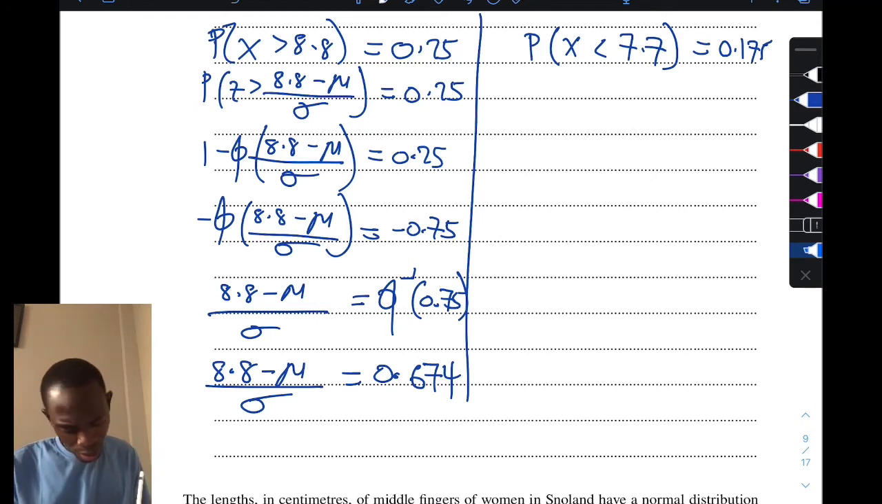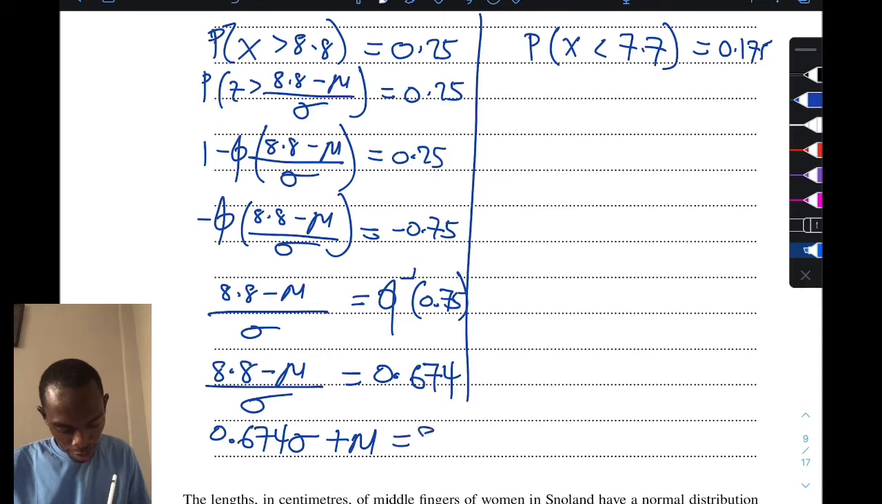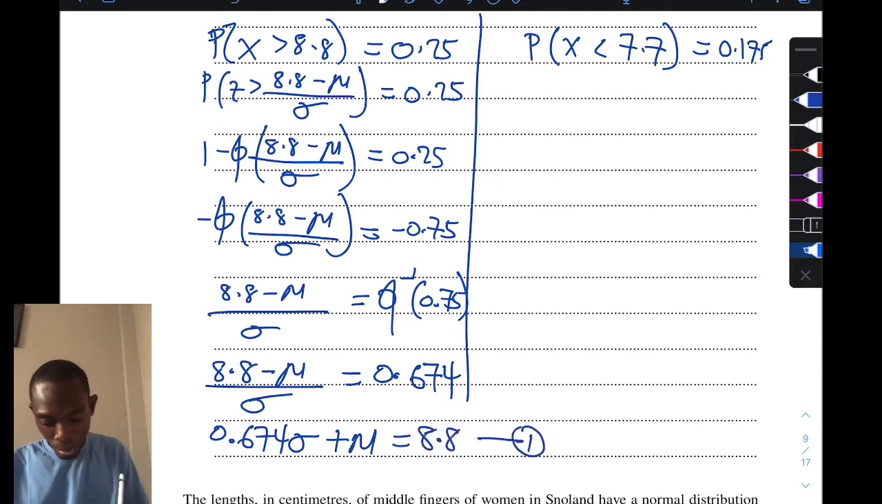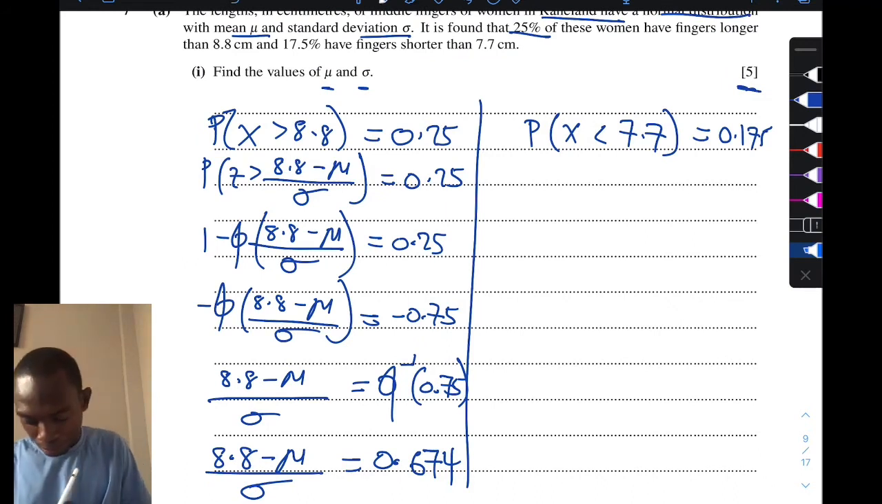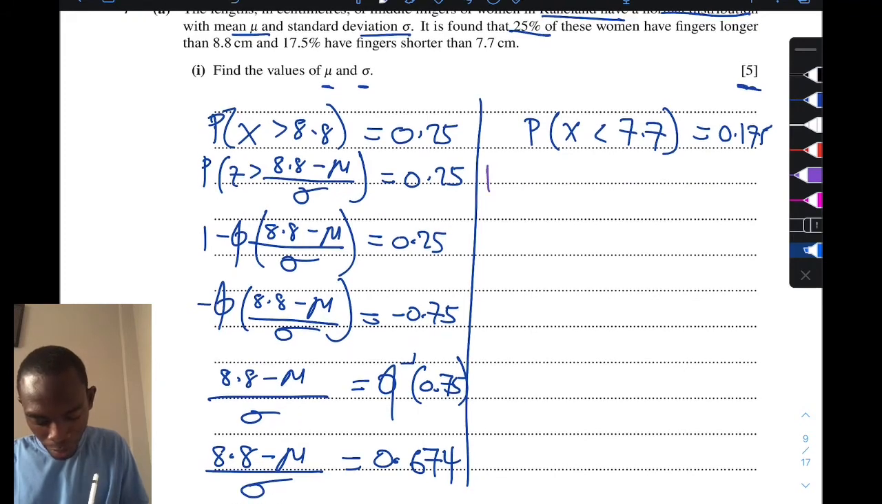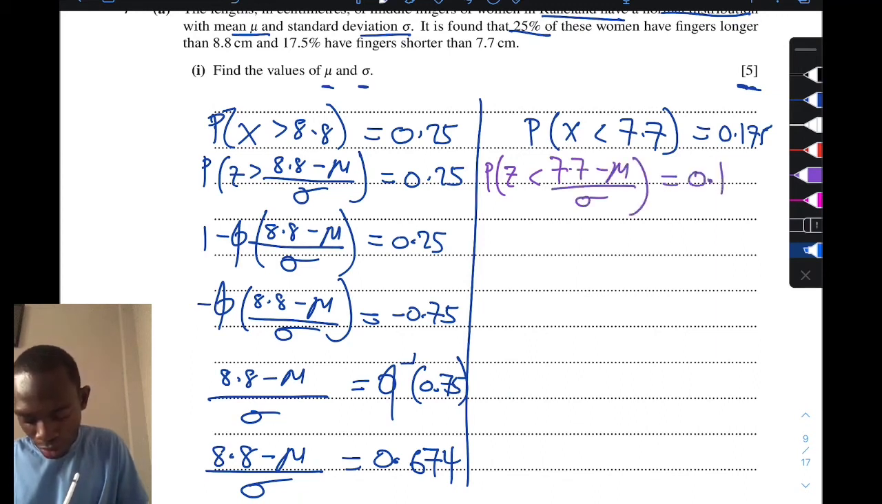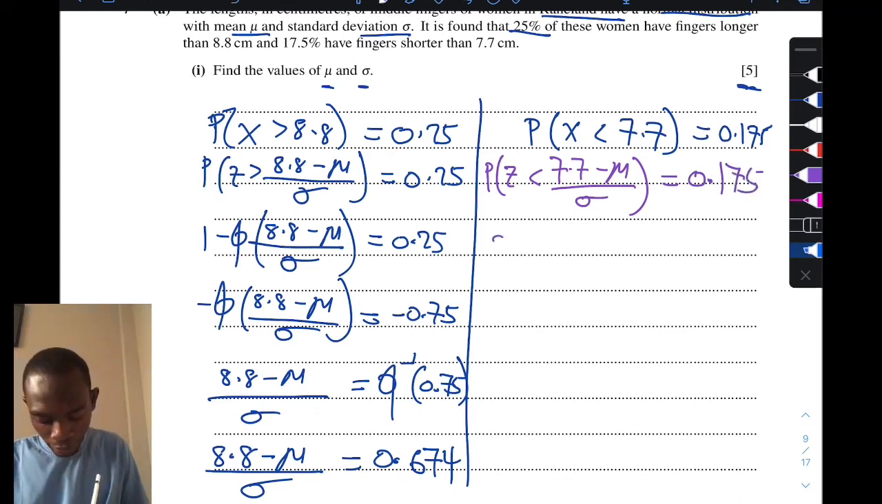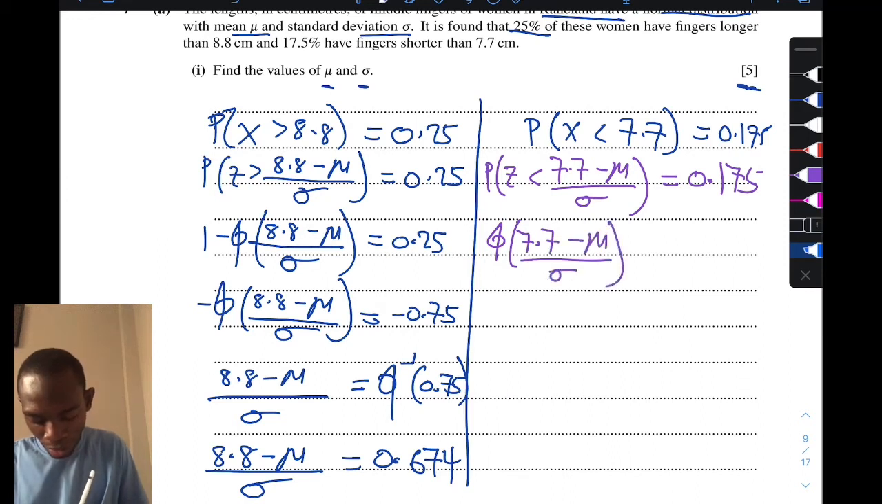So you can form the first equation from here. That would be 0.674 sigma plus mu is equal to 8.8. Call this equation 1. Okay, now let's come here. All right, we have probability of z is less than 7.7 minus the mu over the standard deviation is equal to 0.175. So we are going to have phi of 7.7 minus mu over the sigma is equal to that value.